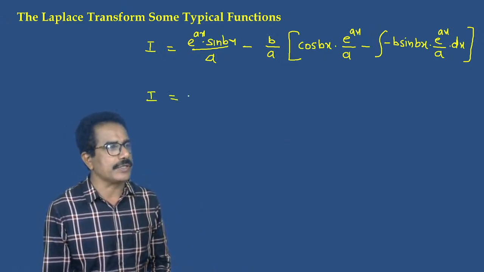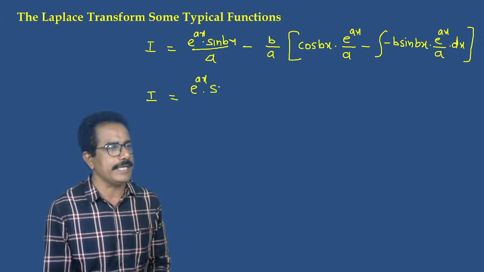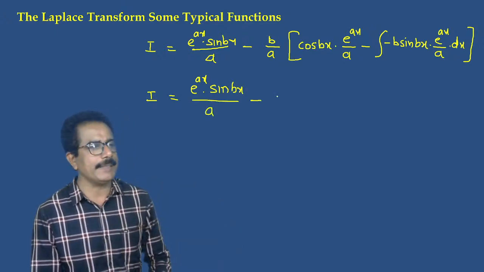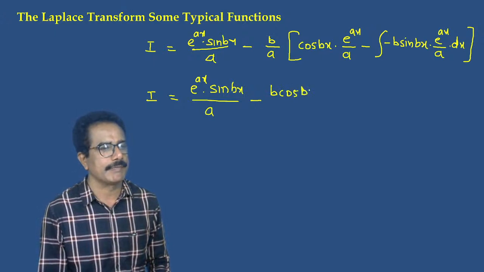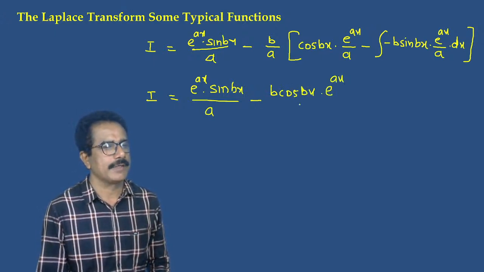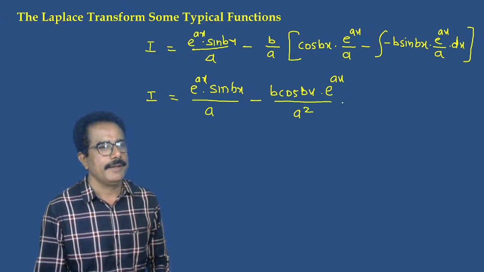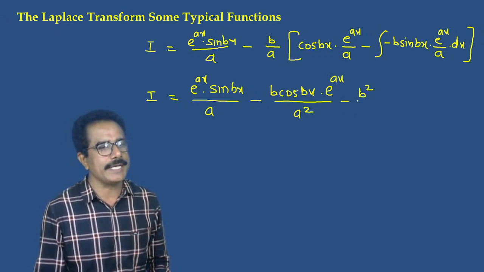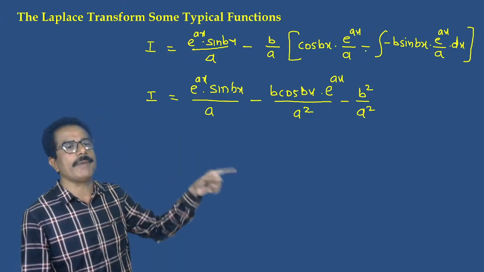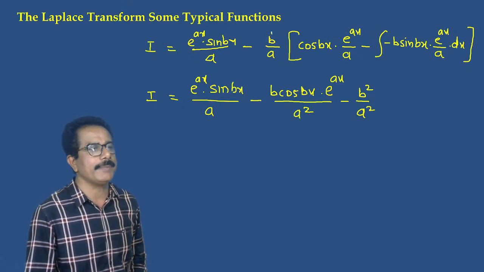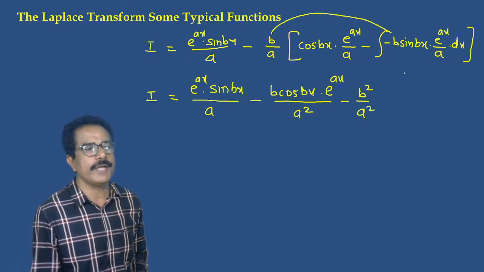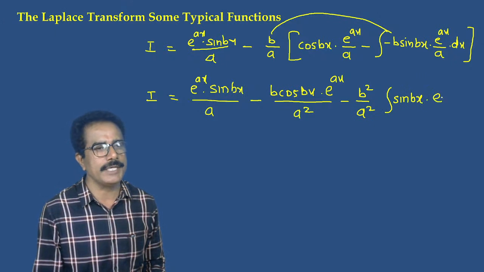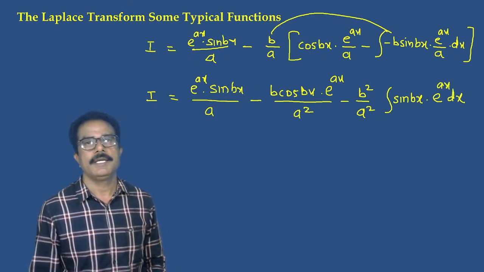So I can write I is equals to e raised to ax into sin bx divided by a minus, we can multiply this b cos bx into e raised to ax divided by a square, minus, again minus b by a, b square divided by a square, triple minus into minus, this b into this b, we can multiply this, b into b square, a into a means a square, integration of sin bx into e raised to ax dx. Is it okay?